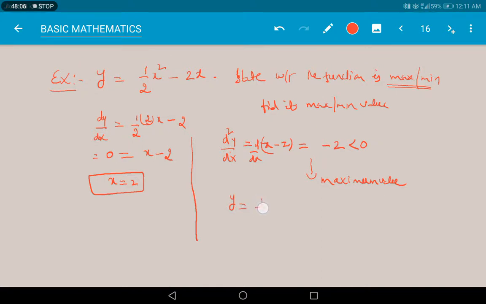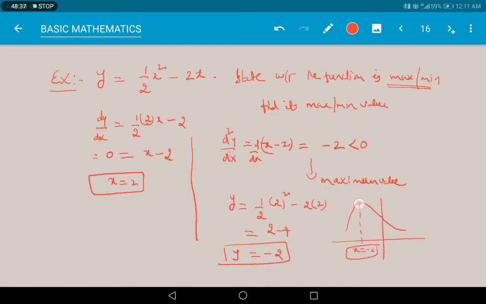Now we should put x equal to 2 in this expression. So y is equal to 1 by 2 into 2 square minus 2 into 2. So what we are going to get, 2 minus 4, that is minus 2. Sir, we are getting a negative value. Yes, we are getting a negative value. What is the meaning of that? The function is maximum, and this is that value, minus 2.